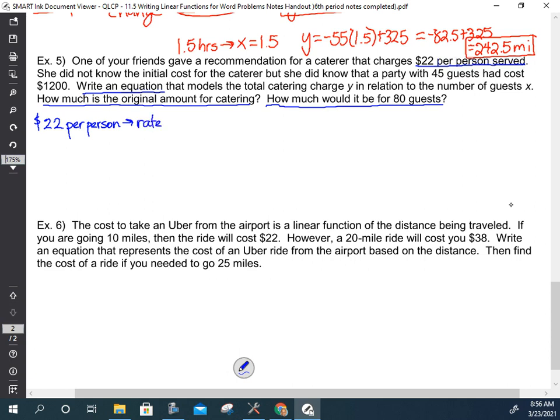That's a rate of change. Anytime they tell you it costs this much per something, that's a rate of change. She did not know the initial cost. So remember, initial cost is an indicator of the y-intercept. So as far as the y-intercept goes, you don't know that. She did know that a party of 45 guests cost $1,200. So 45 guests is $1,200.